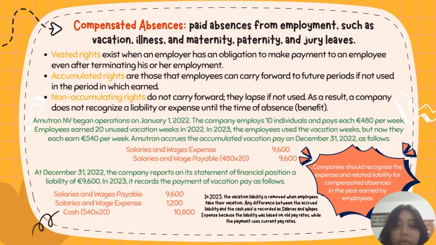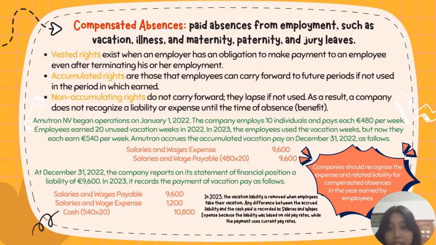And then in 2023, it records the payment of vacation pay as follows. Salaries and wages payable has the same amount as before, which is €9,600, and then salaries and wages expense is €1,200, and cash is €10,800. Where does the cash come from?